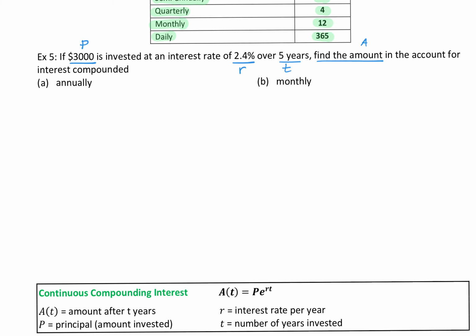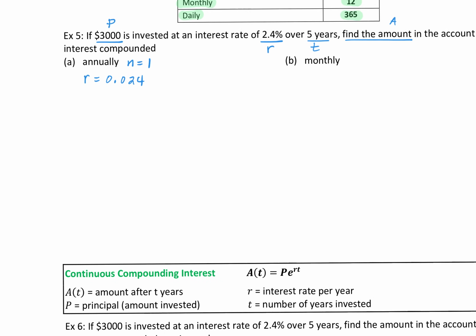So if we're going to compound the interest annually, as in part A, that means my N value is going to be 1. So now my rate R, if I were to write it as a decimal, remember we're going to move 2 to the left, becomes 0.024. Let's put all of this together.